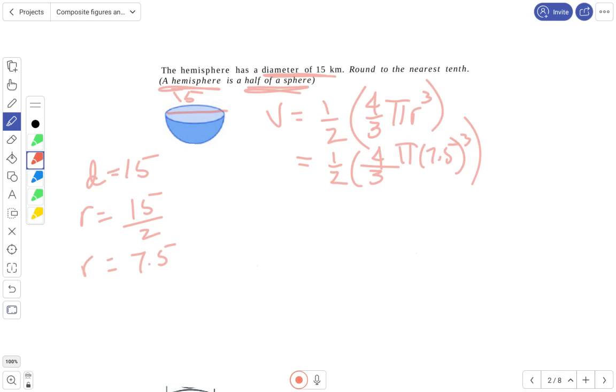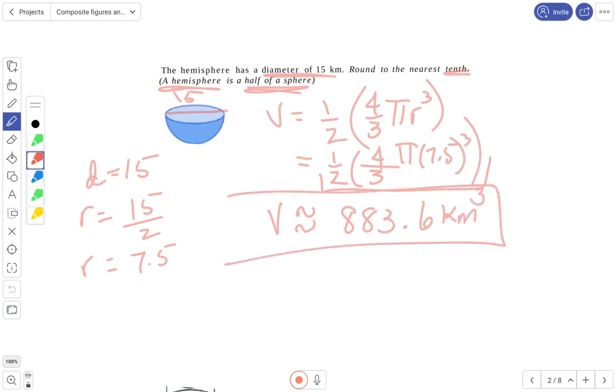So since I am rounding to the nearest tenth, I can put all of this in my calculator. Make sure that this time you do include the pi key. After I put all that in my calculator, I am getting a final answer, so I'm going to say that the volume is approximately, because I'm rounding, 883.6, because I'm rounding to the nearest tenth, kilometers cubed. Okay, one more example.